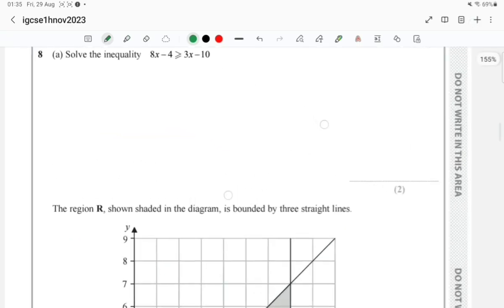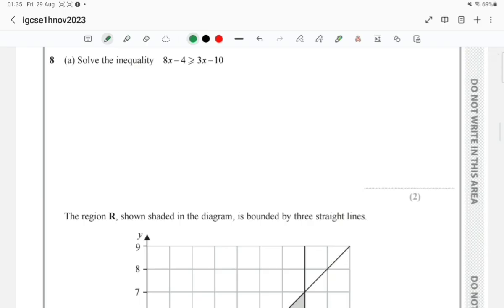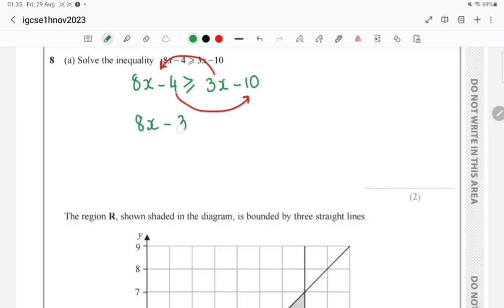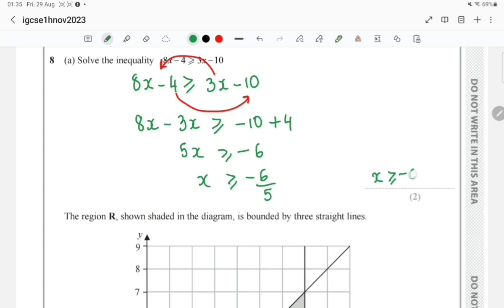Solve the inequality. 8x minus 4 is greater or equal to 3x minus 10. Now from here, I'll put all the x on my left hand side and all the numbers on my right hand side. Now 3x when it goes there will become minus 3x. So I will have 8x minus 3x greater or equal to minus 10. Minus 4 goes there to become plus 4. So this will give me 5x is greater or equal to minus 6, and x will be greater or equal to minus 6 over 5. And this is my answer.